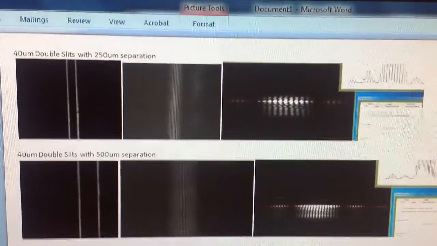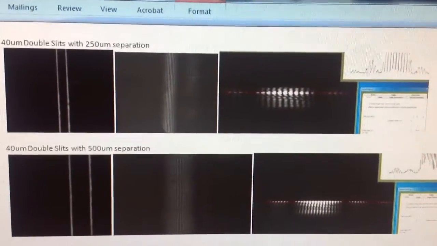For each double slit aperture from left to right, we have an image of the aperture, an image of the Fresnel region, and an image of the Fraunhofer region. As the aperture width increases, the Fraunhofer image compresses. A larger slit separation also makes the Fraunhofer image more compressed.